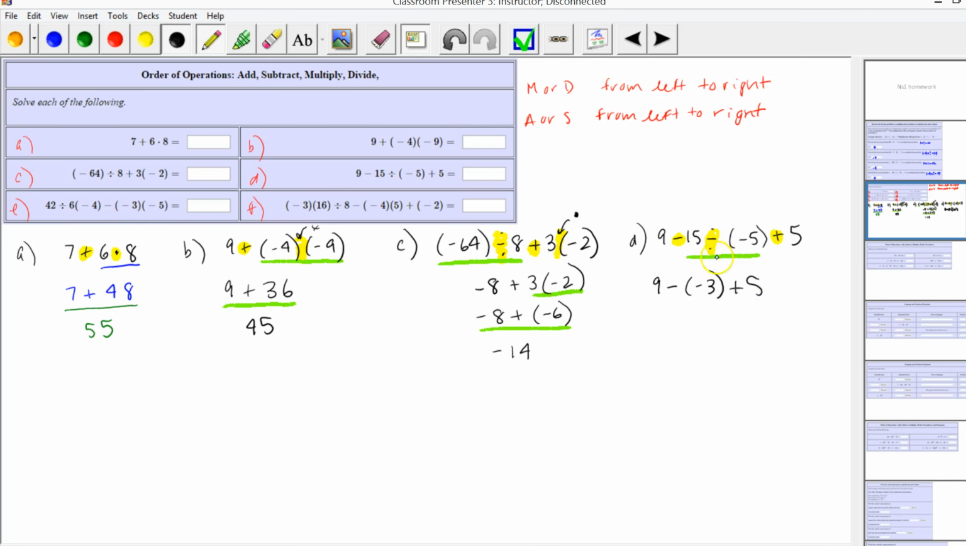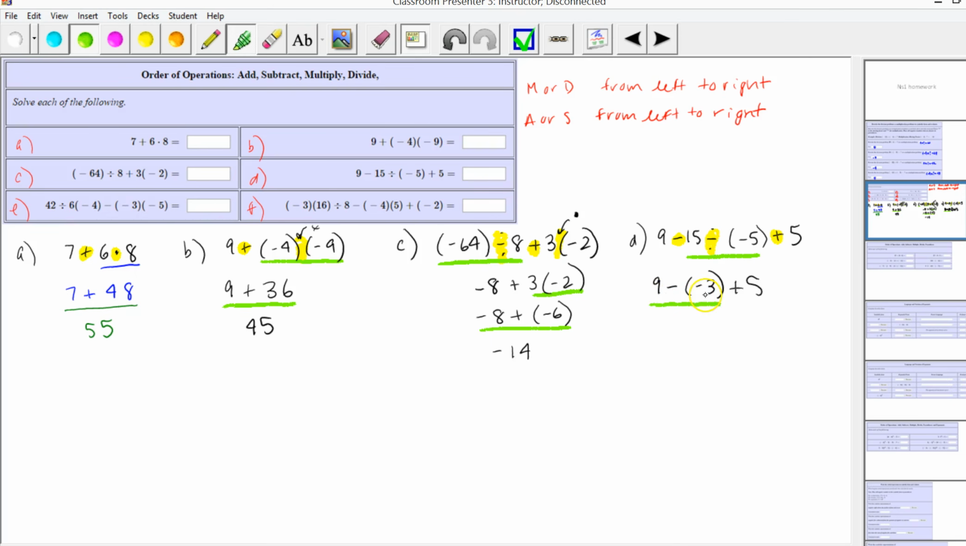So the part highlighted in green is all we've done so far, so I still have the 9, the minus, the plus, and the 5. Now we have subtraction and addition. We do those from left to right. And the subtraction comes first because it's further to the left.